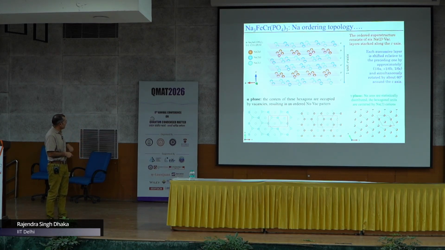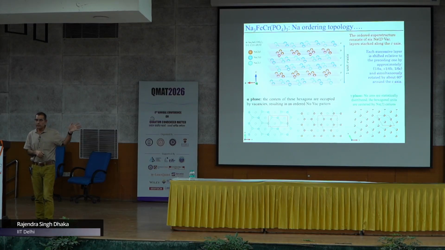Since I have less time, what I wanted to focus on here is the rearrangement of the sodium ions in the structure. You can see in this alpha phase, the monoclinic phase, the ordered one, these are the vacancies, you can see the hexagonal, and in between there is a vacancy here. However, in the gamma phase, the rhombohedral high temperature phase, there is a statistical distribution of the sodium ions. So you can see even in the hexagons the sodium ions are present, because now there are more sites where the sodium ion can go and sit.